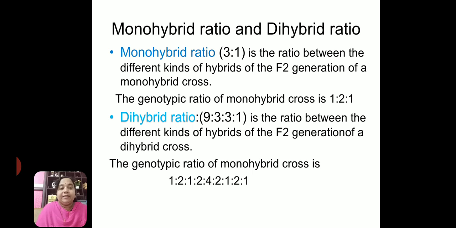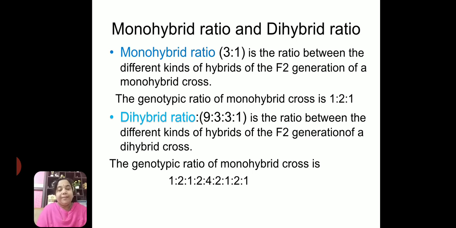9, isn't it? You can count it. 2 plus 1, 3. 3 plus 1, 4. 4 plus 2, 6. Then 10, 12, 13, 15, 16. So here again, in the genotype, 16 individuals are there, and how many different types of genotypes will there be? 1, 2, 3, 4, 5, 6, 7, 8, 9. 9 types of genotypes are noticed.